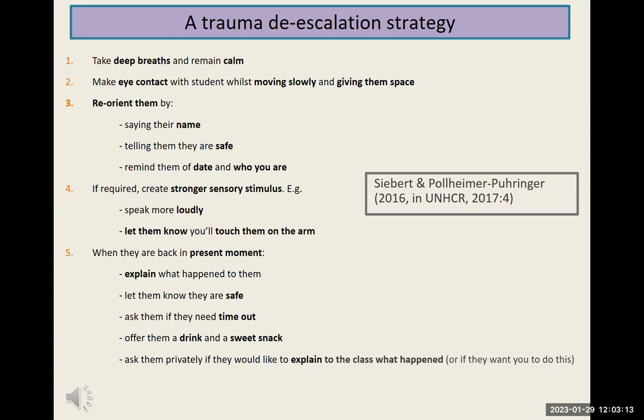And when they seem to be back in the present moment, you can start explaining what happened to them, letting them know they're safe, asking them if they need a bit of time out or perhaps a drink or a snack. And then privately, you might like to ask them if they'd like a chance to talk to the class about what happened, if you think that this is appropriate. This is kind of acknowledging that if this has happened in a social space, other students might also be alarmed or upset by what happened. So this is one possible way of mitigating that.